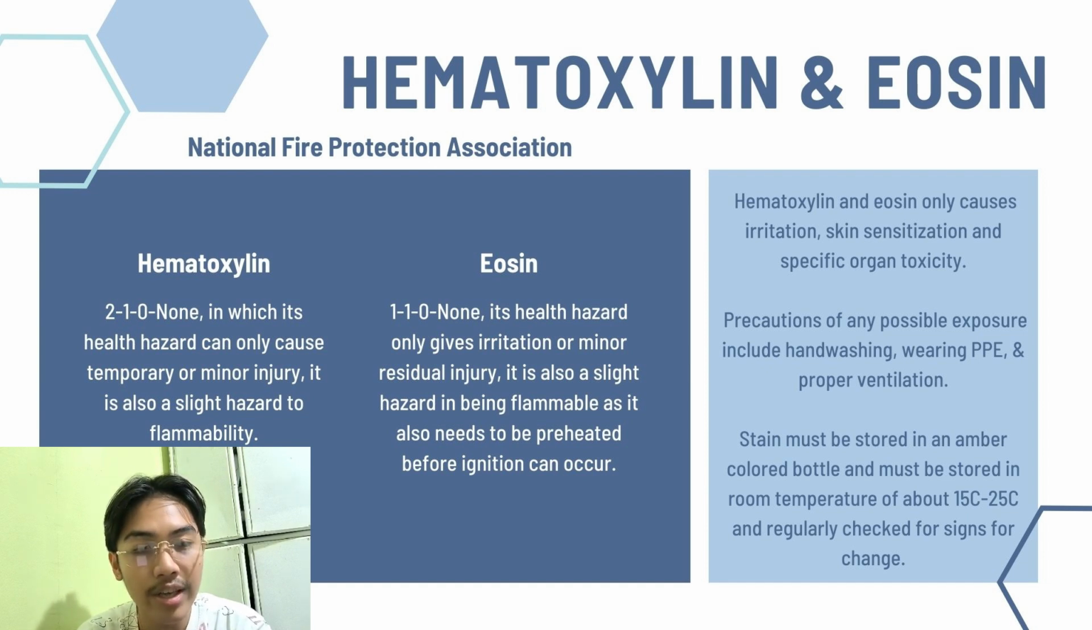For storage, H&E stain must be stored in an amber-colored bottle because these two dyes are easily degraded by light, and must be stored at room temperature of about 15 to 25 degrees Celsius and regularly checked for signs of change.